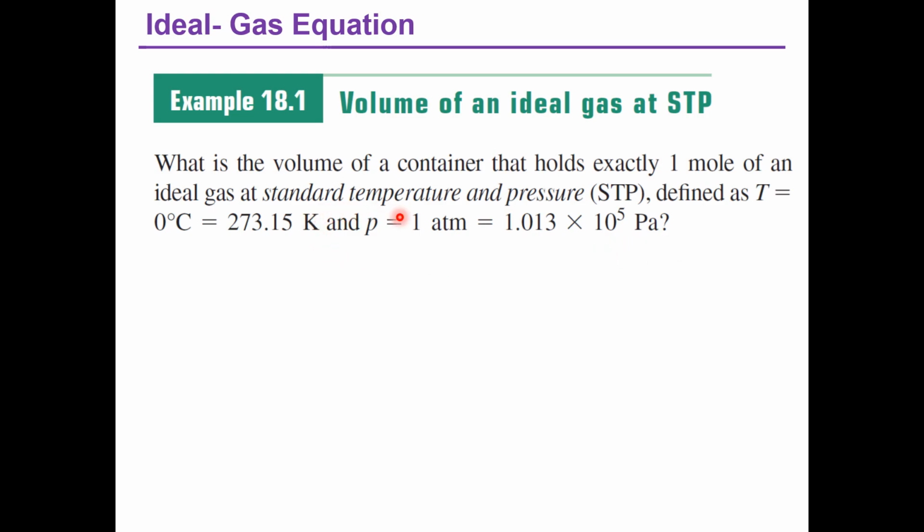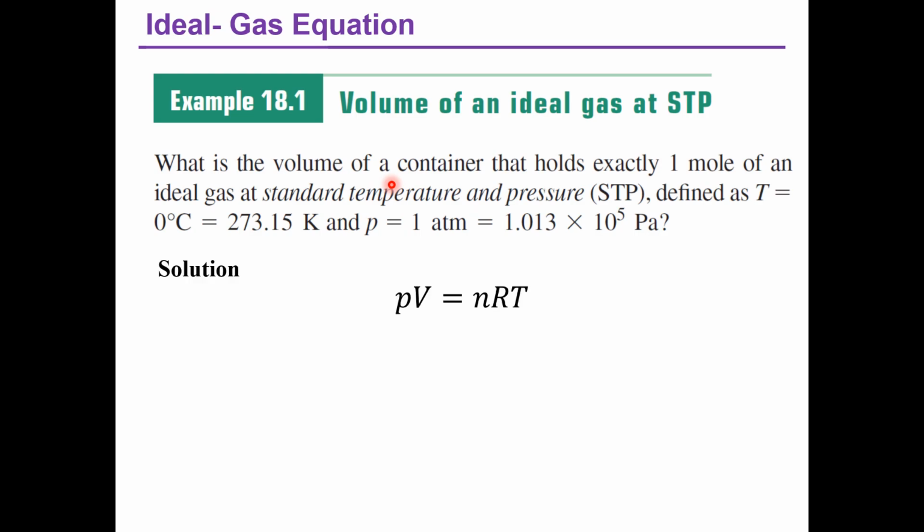Take note of this. The pressure at STP is 1 atmospheric pressure, which is equal to, in terms of pascal, 1.013 times 10 to the 5. So that is around 100,000 pascals. So question is, calculate the volume. Using ideal gas equation, calculate the volume.